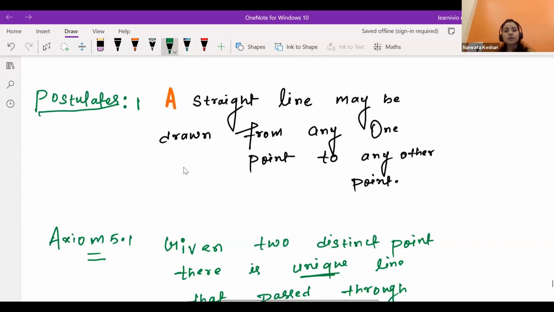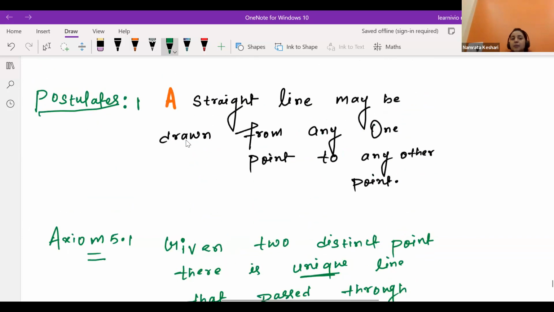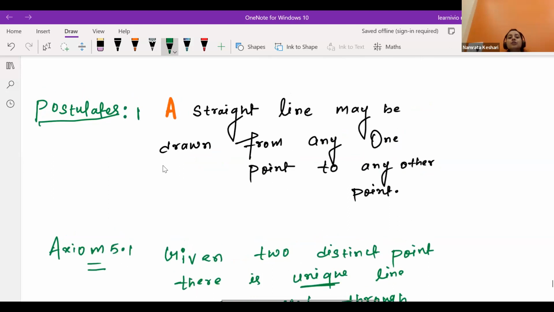Yes, 5.1, so many axioms. This is also one of the axioms. Here, the number is mentioned, 5.1. Read it. Given two distinct points, there is a unique line that passes through them. Both statements say the same thing. The first statement says that if we have two points, we will be able to draw a line. The second statement says there is a unique line, one and only one line. Now, read it carefully.